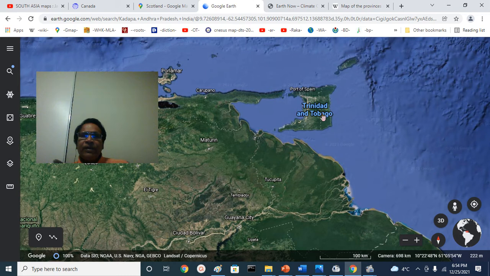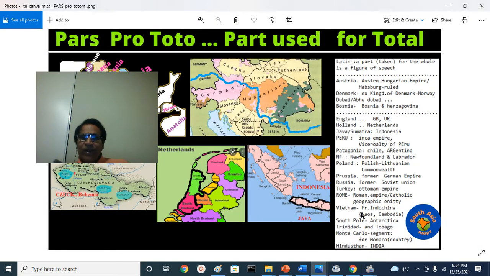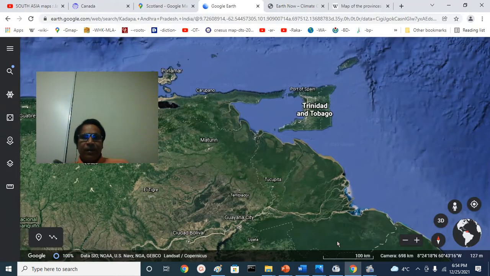Trinidad represents Trinidad and Tobago. Trinidad is a pars, a small part of a bigger country called Trinidad and Tobago. That means that Trinidad is used to represent Trinidad and Tobago. Then Monte Carlo, a segment, is used to represent the country Monaco.